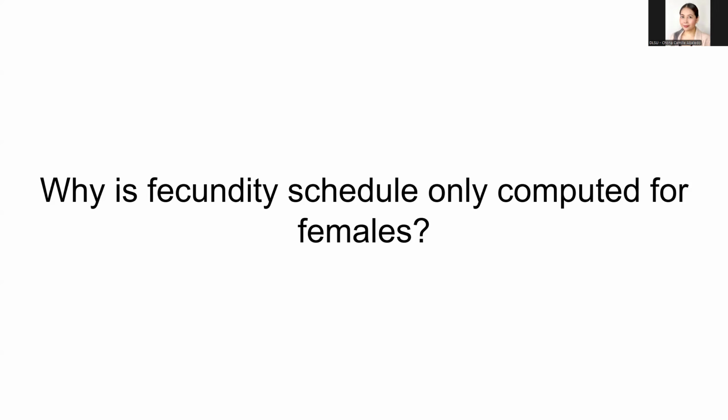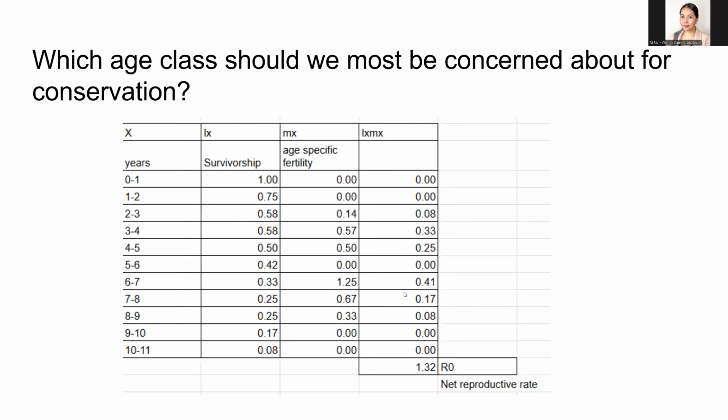Sure. Okay, so let's apply the theory on fecundity schedules to data. Let's say we have this fecundity schedule. Which age class should we be most concerned about for conservation? Let's say this represents a species that is endangered. Which age class should we focus our resources on? Paul, go ahead.